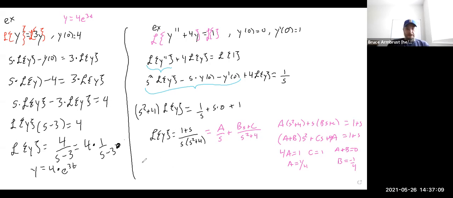So the partial fractions on this give us 1/4 times 1 over s, and then minus 1/4 s over s squared plus 4, plus 1 over s squared plus 4. I just double checked. It looks like I transferred everything properly, but there's the partial fractions breakdown of this Laplace transform.